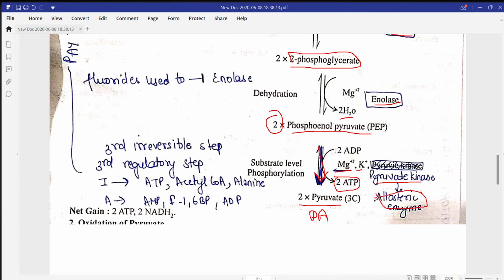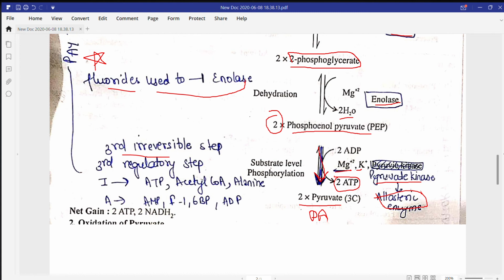So here the first is hexokinase, the second is phosphofructokinase, and the third is pyruvate kinase. These 3 enzymes are working as allosteric enzymes. This is an irreversible step. And sorry, I forgot to tell you this: fluorides are used to inhibit the enolases. It has been asked in one of the questions, so I put it here. So, fluorides are used to inhibit the enolases.